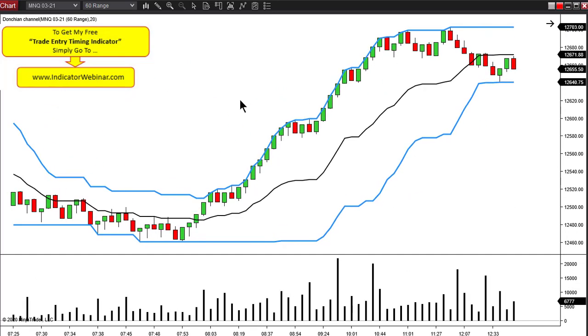So the bottom line: a combination of the Donchian channel with range bars, double smoothing, easy patterns to see, not a lot of detail to read, and give it a try. I would encourage you to add any other tools that you like, any other indicators that you like, to this as well to improve your odds.